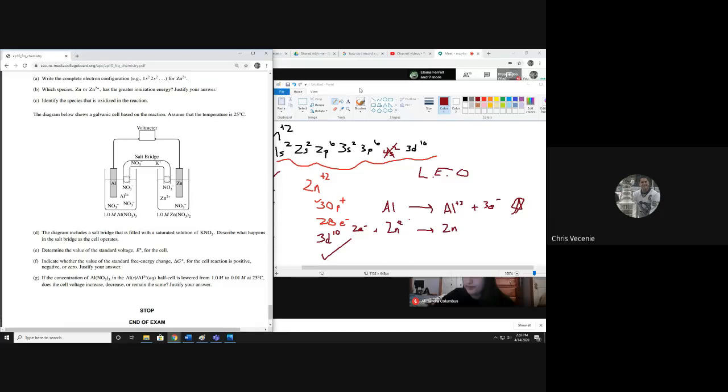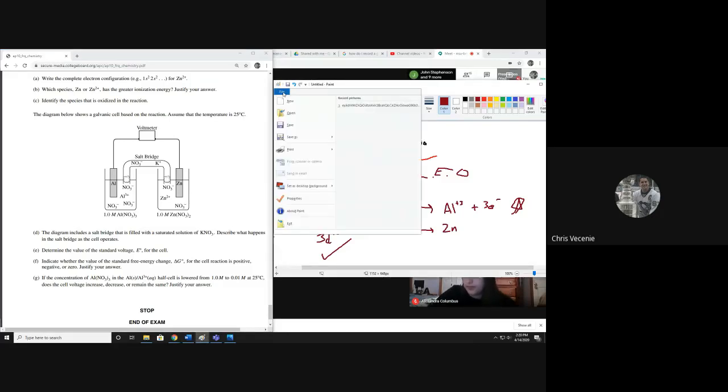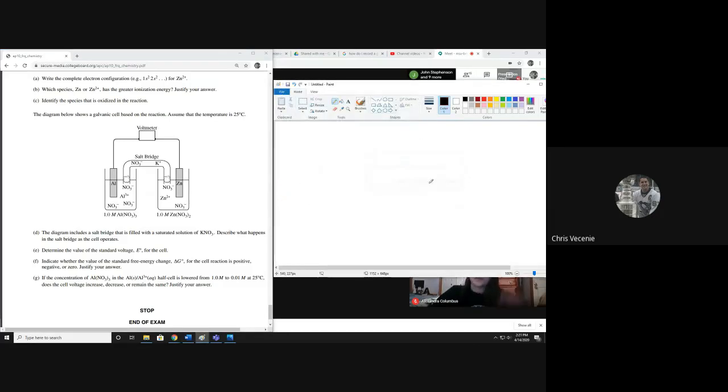All right. Pushing into the bottom section. All right, so down here, it looks like we've got an electrochemical cell. It says the diagram includes a salt bridge filled with KNO3. Describe what happens in the salt bridge as it operates. So, Sydney, remind me what the salt bridge does.